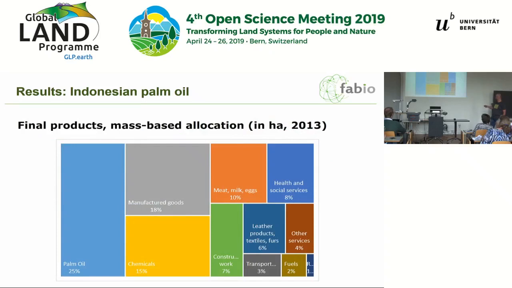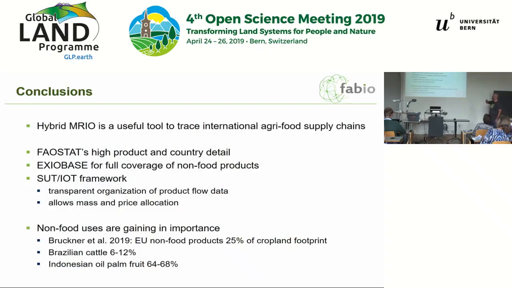And also you can see here the product mix is much more varied, with a greater variety of products produced from it. So to wrap up, I hope I could show that hybrid MRO is a useful tool to trace international agri-food supply chains. It allows us to use the full product and country detail of FAOSTAT and the full coverage of non-food products from EXIOBASE, and the supply-use table and input-output table framework is a very transparent form of organizing product flow data. Yeah, with that, I finish. Thank you.